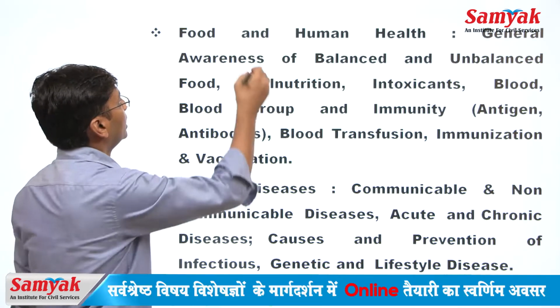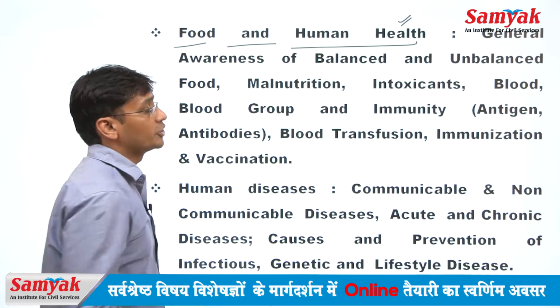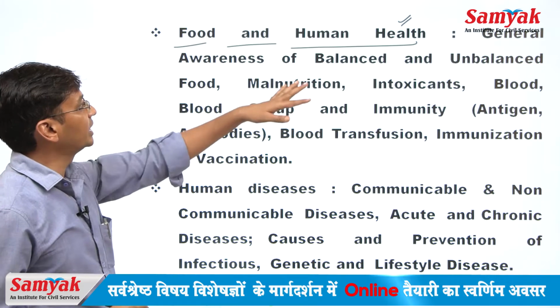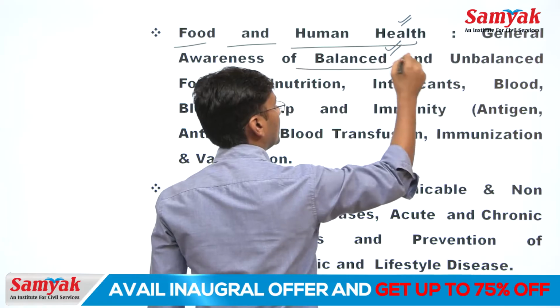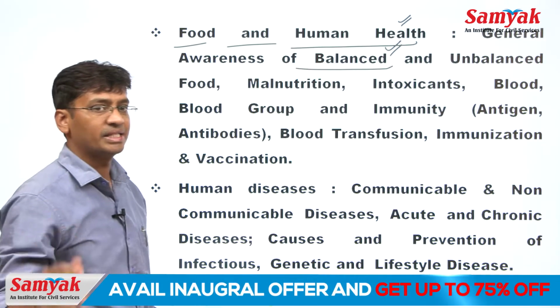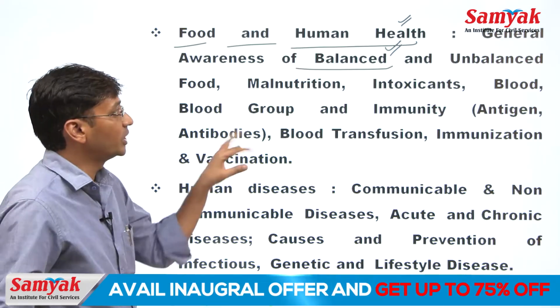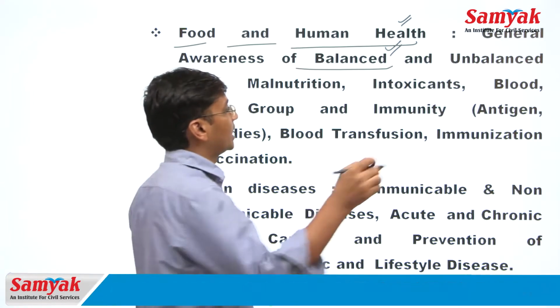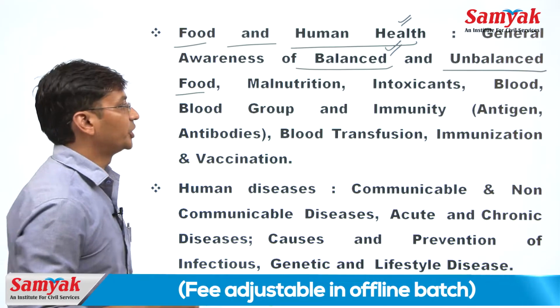food and human health. All these chapters basically are also included into the prelims syllabus, that is food and human health. So, first is the general awareness of balanced diet. Okay. Balanced diet, that is what is balanced diet, what are the components of balanced diet, how much carbohydrate, how much protein and how much lipids are included into the balanced diet, and what is unbalanced diet, as well as malnutrition.